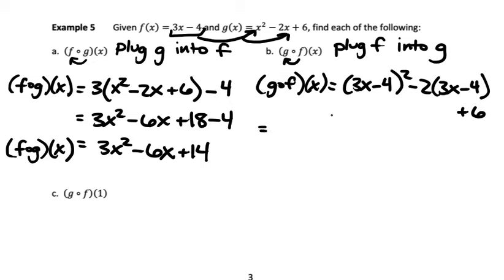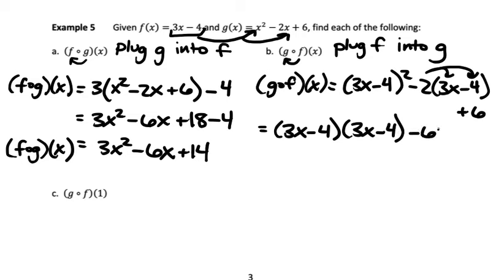So for this one, when I'm dealing with squaring 3x minus 4, I need to remember that I can't just square each term. What I need to do is write that out as 3x minus 4 times 3x minus 4. 3x minus 4 times itself. Then I can distribute this minus 2 here. So that's going to be minus 6x. Negative 2 times negative 4 is plus 8. And then don't forget that plus 6 I had at the end.